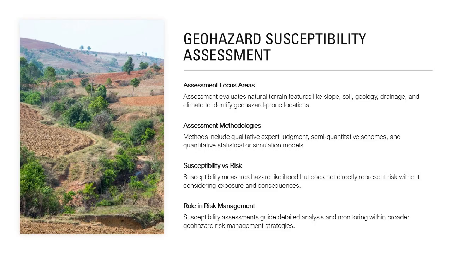Regardless of method, transparency and consistency are essential to ensure credible results. API RP 1187 encourages the use of documented criteria and defensible engineering judgment. Importantly, susceptibility does not equate directly to risk. A highly susceptible area may pose limited risk if pipeline exposure or consequences are low, whereas a moderately susceptible area in a high-consequence location may represent a significant risk. Therefore, susceptibility assessments should be viewed as an input to broader risk evaluation rather than a standalone decision tool.